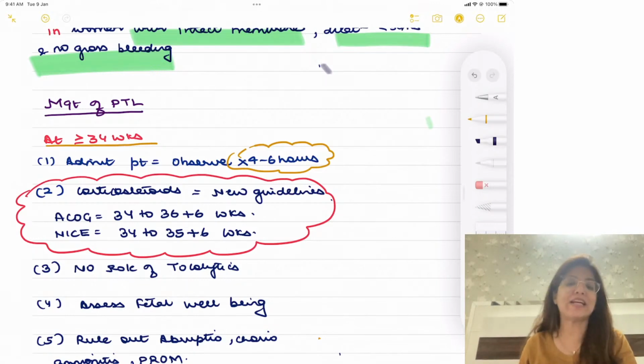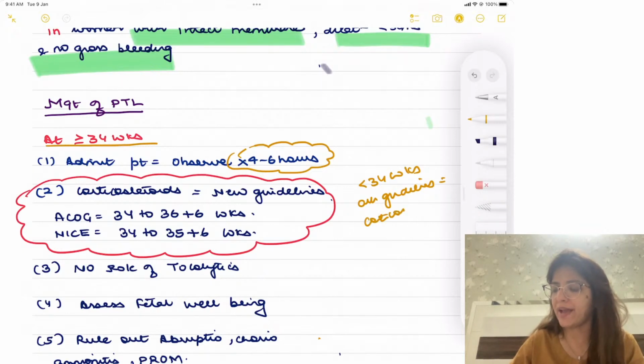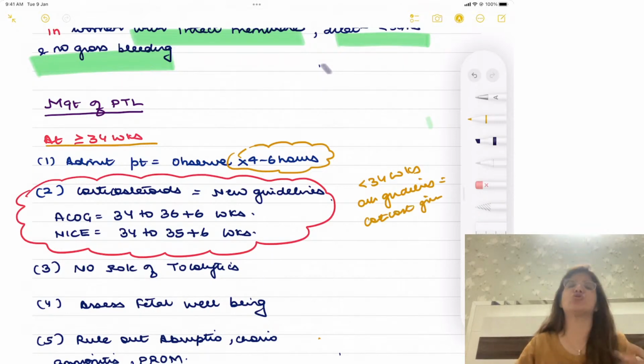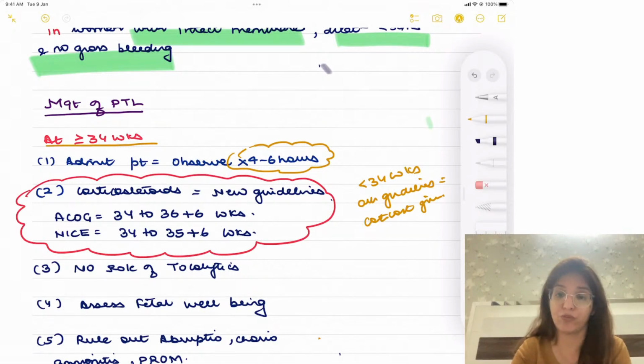It has to be given at less than 34 weeks. That's fine. So at less than 34 weeks, all guidelines say that corticosteroids should be given. When I tell you about how to manage preterm labor at less than 34 weeks, I'm going to tell you that all the guidelines say that yes, corticosteroids should be given at less than 34 weeks.